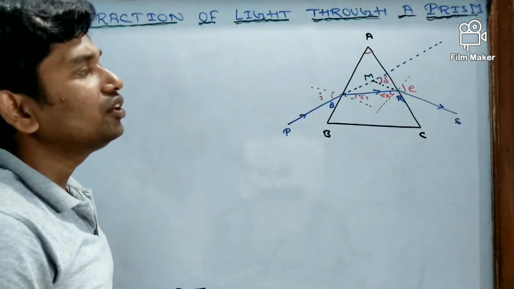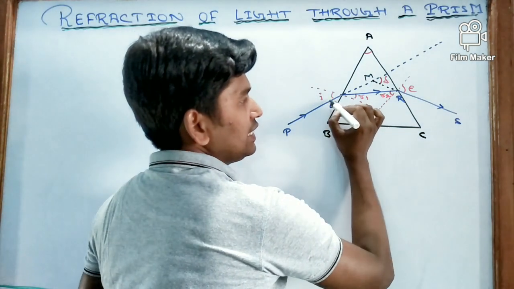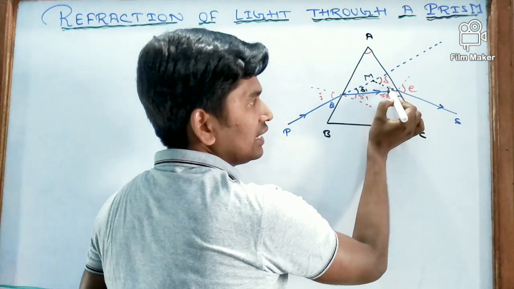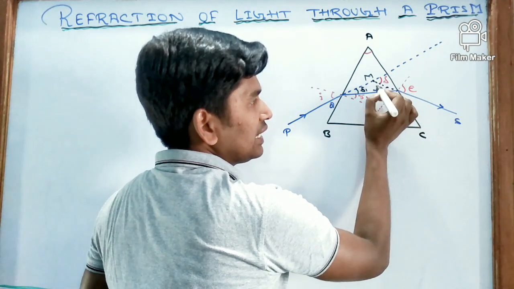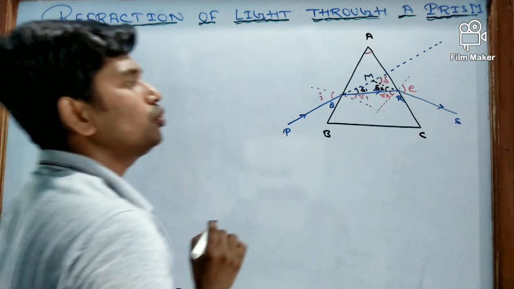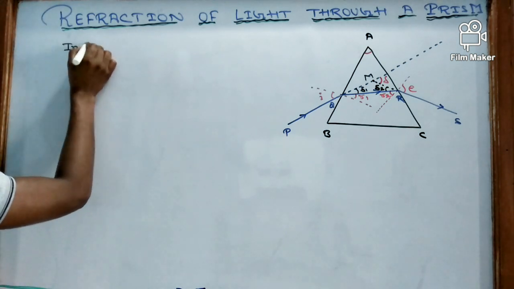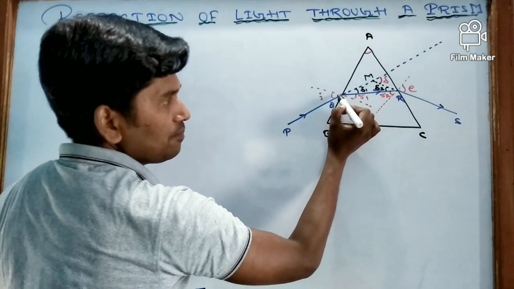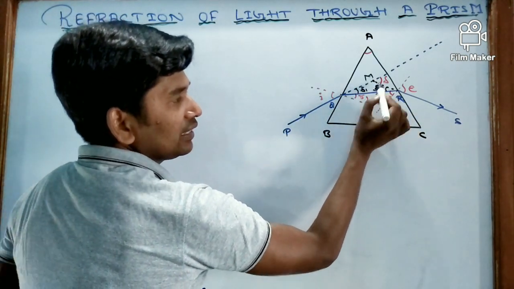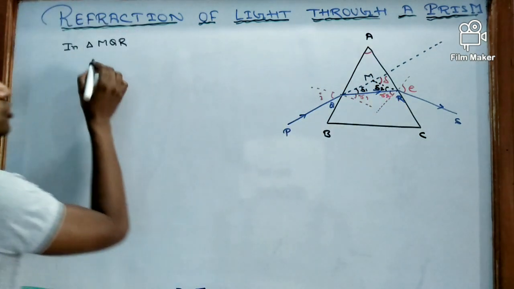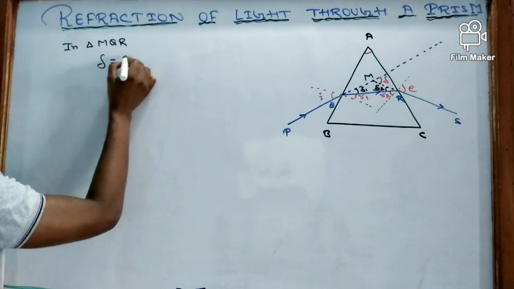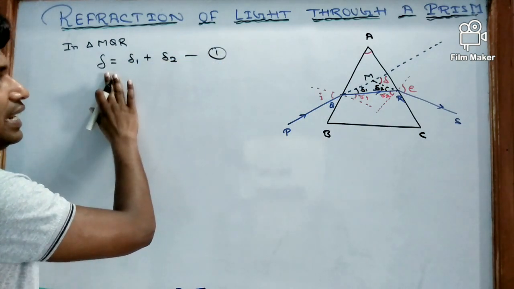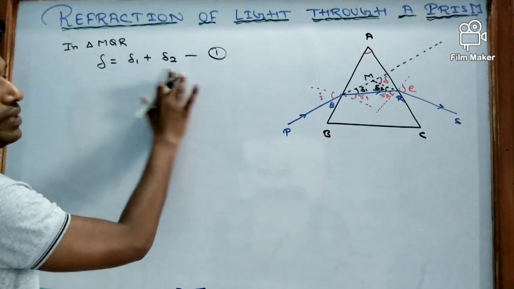For that, we first consider this ray traveling straight and it bends. Let this angle be delta 1, and this angle, let us consider, delta 2. First, in triangle MQR, delta is the exterior angle. So we can write delta is equal to delta 1 plus delta 2, as we know the exterior angle is the sum of the two interior angles.